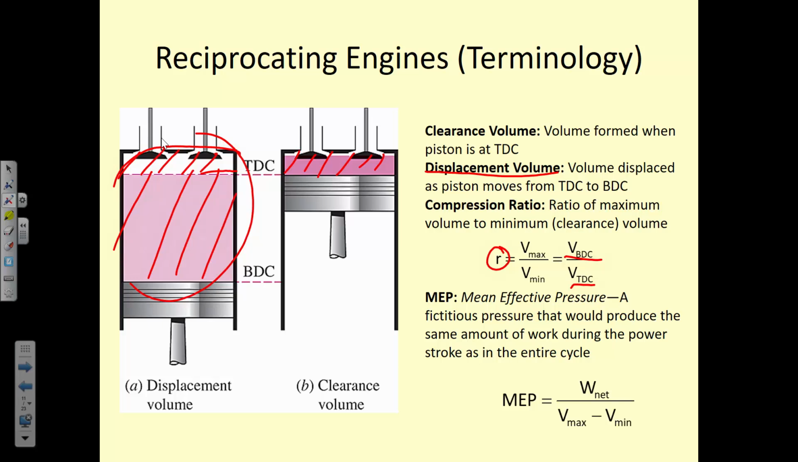So if we're looking at the boundary work of a piston cylinder device, it's equal to P times (V2 minus V1). Well, if this pressure is not constant, as it is in these processes, we can replace that with a mean effective pressure and find the difference in the max and min volume to determine how much work is being output from the system. Okay.